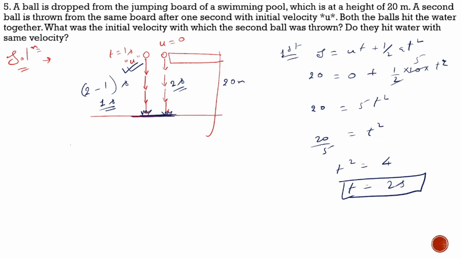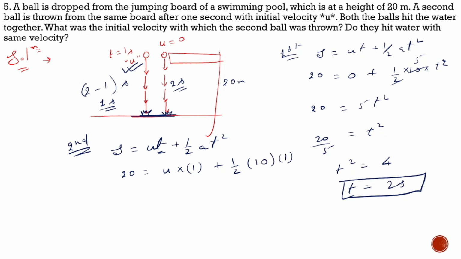Now let us go for the second ball. Distance will be the same, s is equal to ut plus half at square. Now we know the time of travel of the second ball, that is 1 second. So we have 20 equals u, we don't know the value of u, the initial velocity given to the second ball, into time. Time was 1 second, plus 1 by 2, again take this acceleration as 10, multiplied by t square. T square is 1 square.